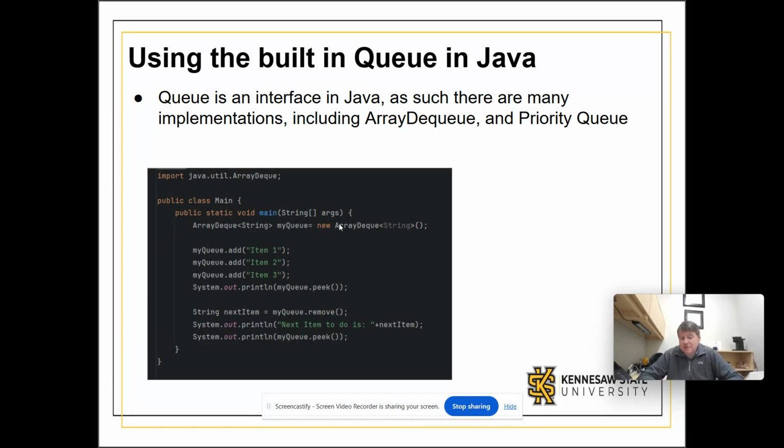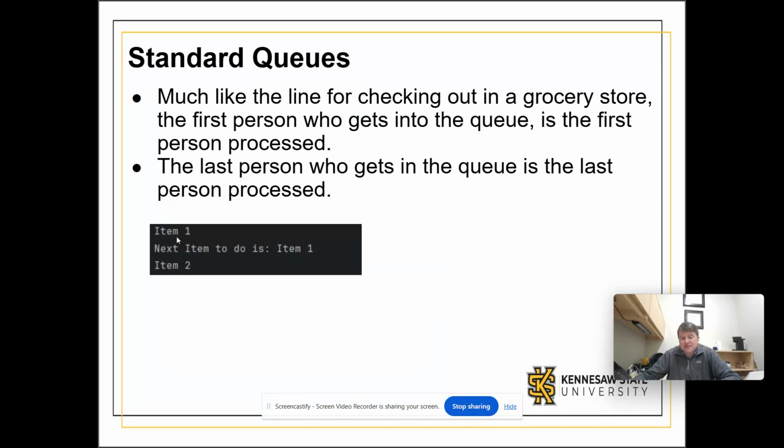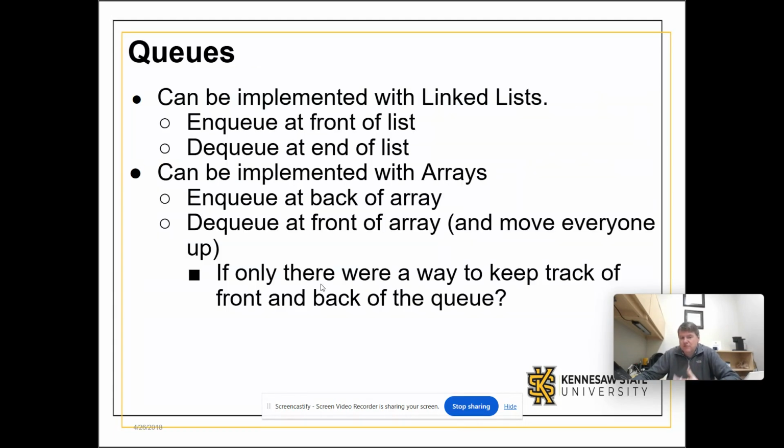So if you do these examples here where you add in item one, then item two, then item three, just like in a regular queue, the thing that you added in first is going to be the first thing that's dealt with. So when you do a peek, you see item one because that's the first thing that was put in the queue. If you do a remove, you get item one, and now the first thing in the queue is item two, and that's what you're going to see. So if you look at the output of this, you get item one, and then you get item two. They come back in the same order that they went in, unlike a stack where they come back in the reverse order.